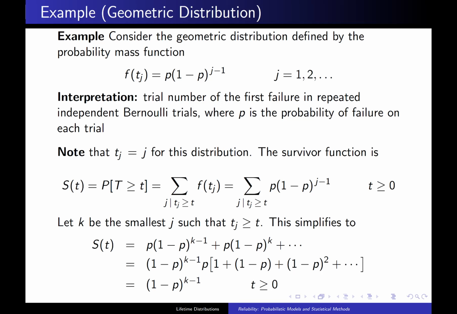Here is one final example of a discrete distribution for a time to failure which could be used in reliability, and this is the geometric distribution. It is defined by a probability mass function f of tj is p times 1 minus p to the j minus 1 for j equals 1, 2, 3, etc. And the parameter p here must satisfy 0 is less than p is less than 1. So that is some fraction between 0 and 1.